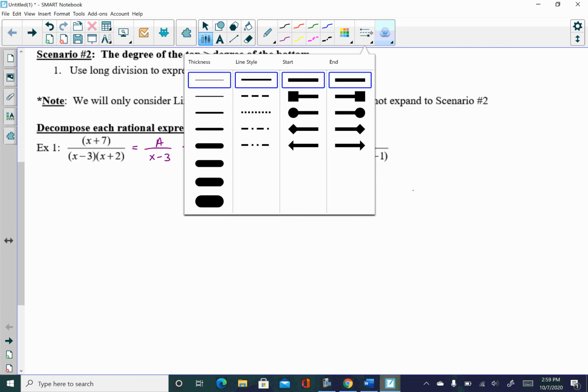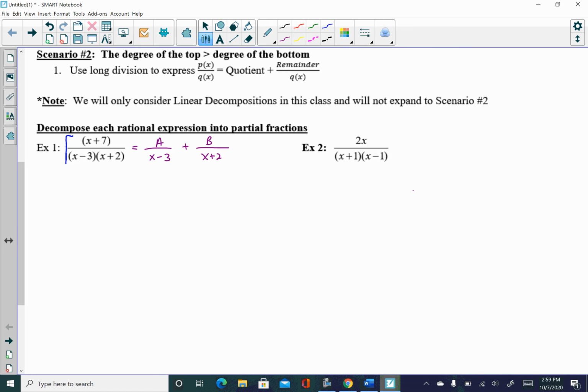So like we did in a prior section, multiplying by your least common denominator, well, we can see here that my common denominator would have to be just these denominators, x minus 3 times x plus 2. So when we multiply the left-hand side by our common denominator, the whole denominator goes away, and I'm just left with x plus 7 equals. When I multiply A times my common denominator, then the x minus 3's cancel out, and I'm left with A times x plus 2. Plus, when I multiply the last term, the x plus 2's are going to cancel out, and I'm going to have B times x minus 3.